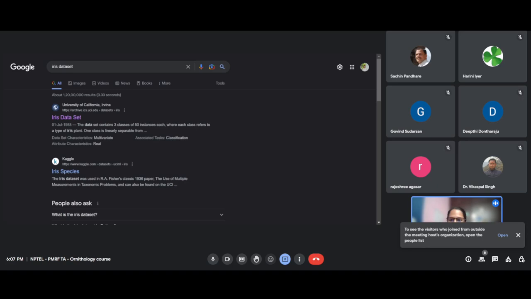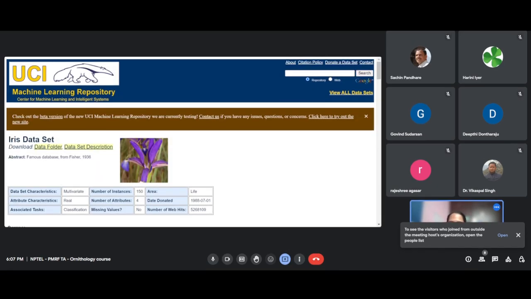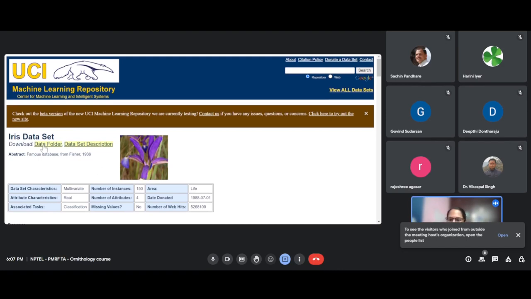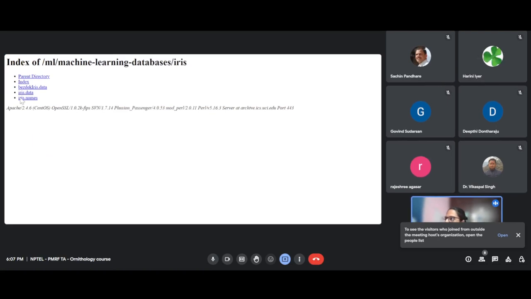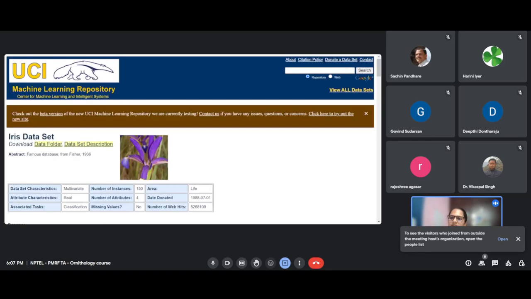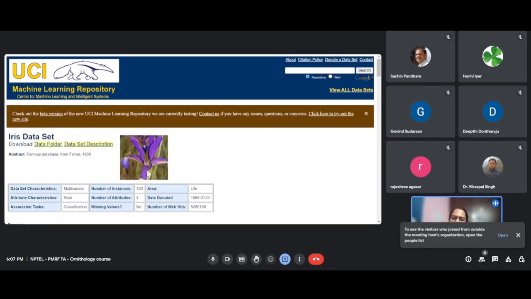Oops, it's not sharing that. One second. Yeah, so this is the iris data set. You just go to the data folder and then you can download it. So this is the data set. If you download this, you will get data of these flowering plants. It was donated in 1988, and it is such a famous data set that if you Google simple exploratory statistics with the iris data set, you will get a lot of hits.